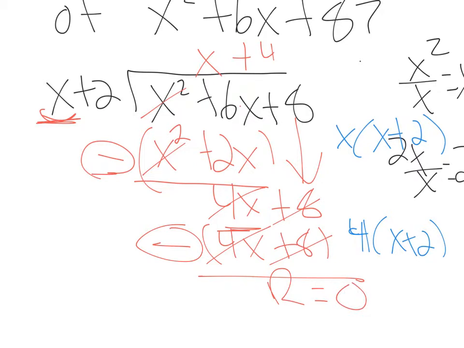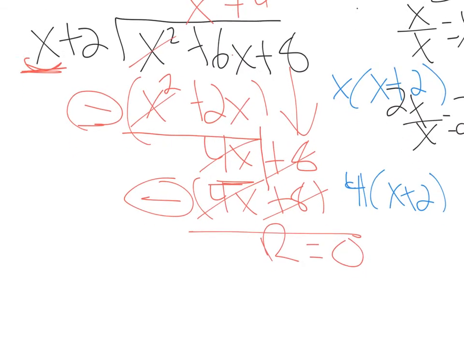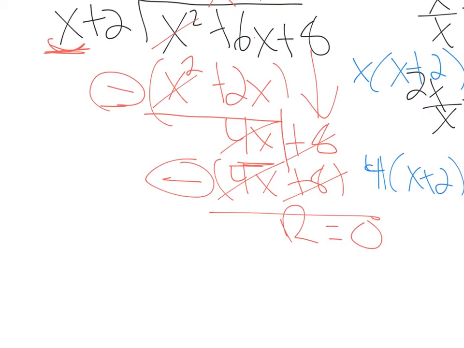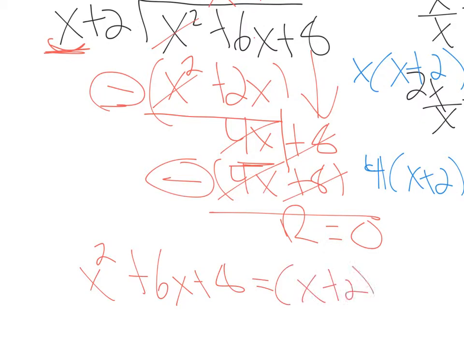Is x plus 2 a factor of x squared plus 6x plus 8? I would say so. And I know that you know this anyway, because when you factor x squared plus 6x plus 8, it's going to be x plus 2, x plus 4. So I really didn't need to do that long division, right?